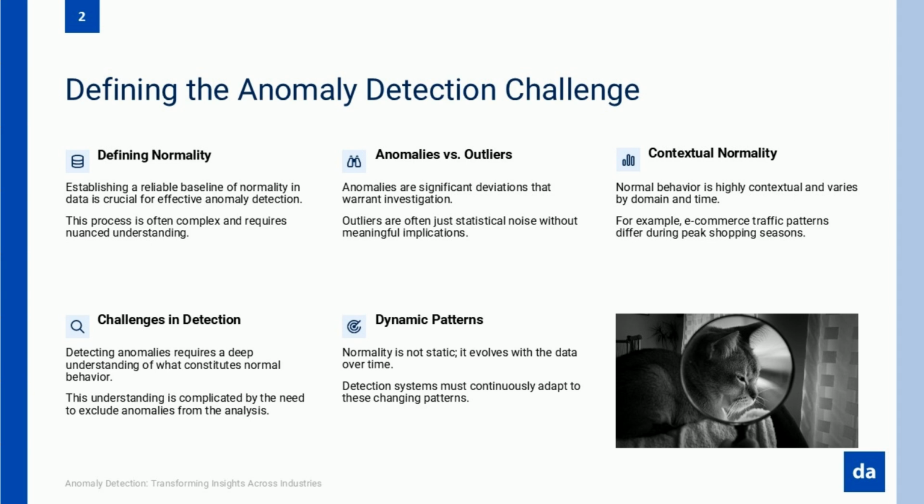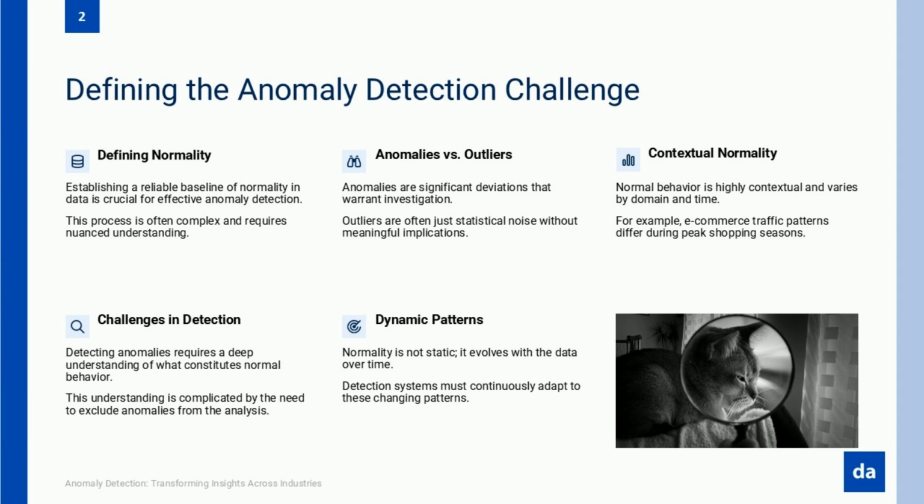valuable information. Consider a financial fraud detection system. A sudden $10,000 transaction from an account that typically sees $50 purchases would be flagged as an anomaly because it represents a meaningful deviation that could indicate fraud. Meanwhile, a one-time $75 purchase might register as a statistical outlier when compared to the usual $50 transactions, but doesn't necessarily indicate fraudulent activity. It's just normal variation in consumer behavior.